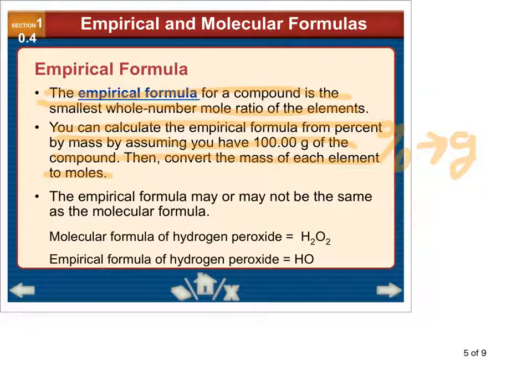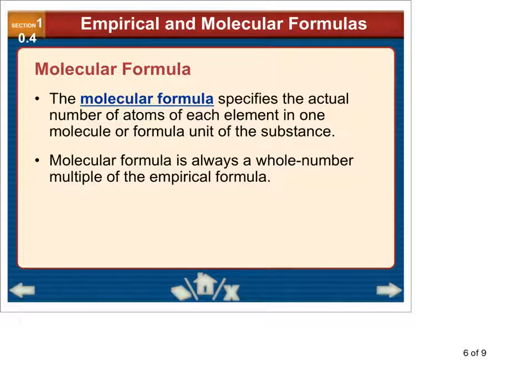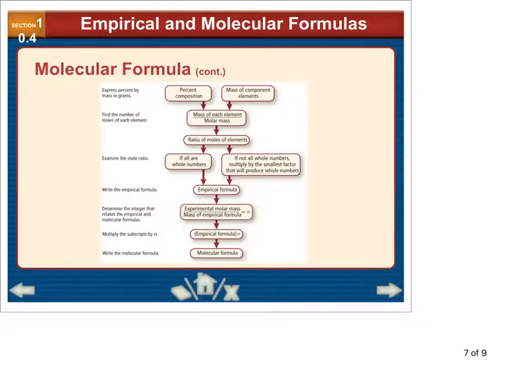So, empirical formula and molecular formula may be different. Here's an empirical and molecular formula for hydrogen peroxide: H2O2 is the molecular formula, and the empirical formula is HO. The molecular formula tells the actual number of atoms in 1 molecule or formula unit of the substance. The molecular formula is always a whole number multiple of the empirical formula.